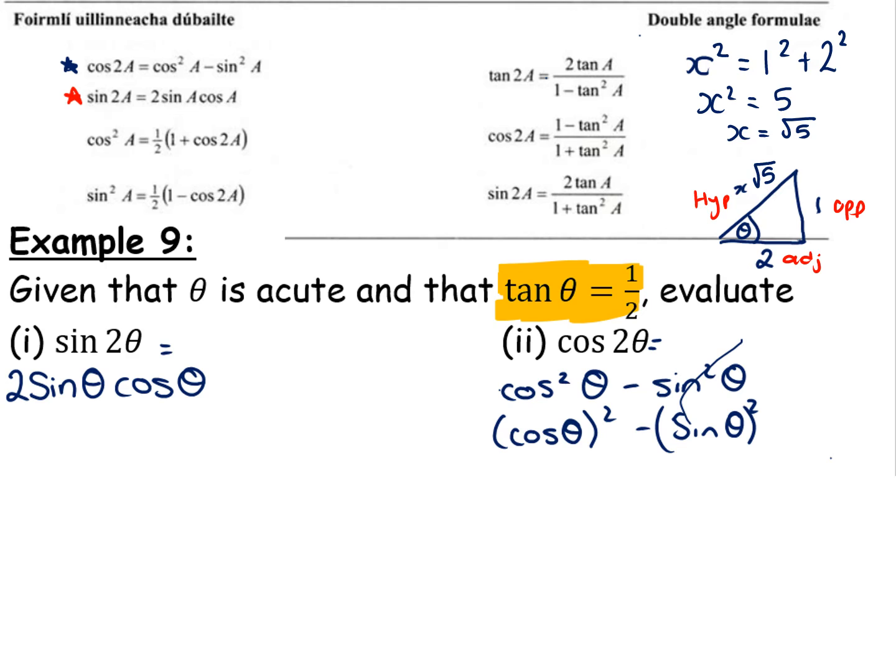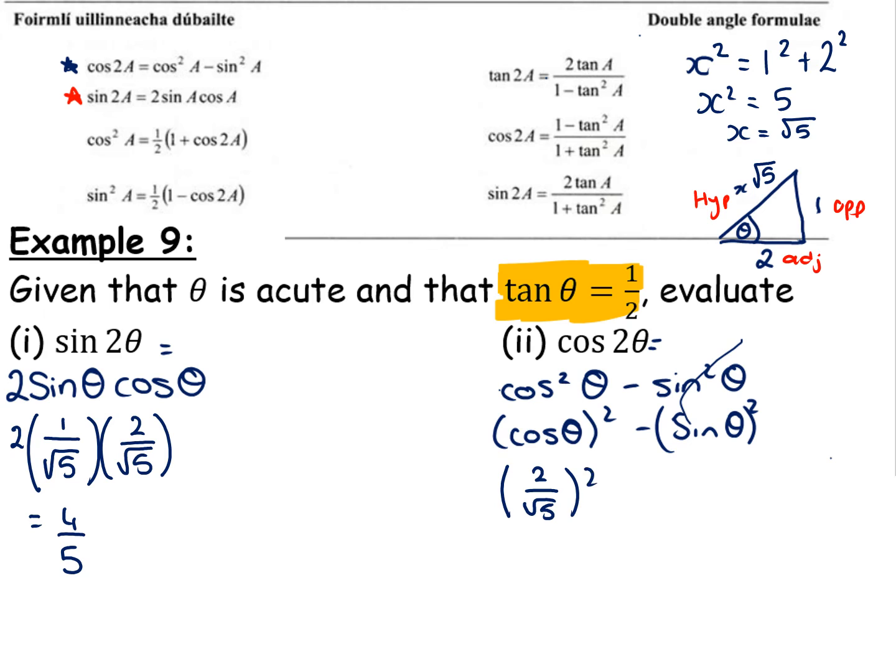So here, 2 times sine of theta, opposite over hypotenuse, 1 over root 5. Cos of theta, adjacent over hypotenuse, 2 over root 5. So that gives us 4 over 5. Here we want the cos squared, so 2 over root 5 squared minus sine, 1 over root 5 squared. So that gives us 4 over 5 minus 1 over 5, which is equal to 3 over 5.